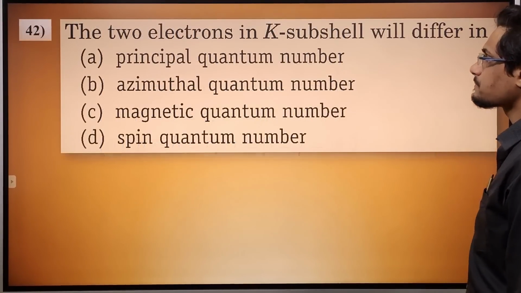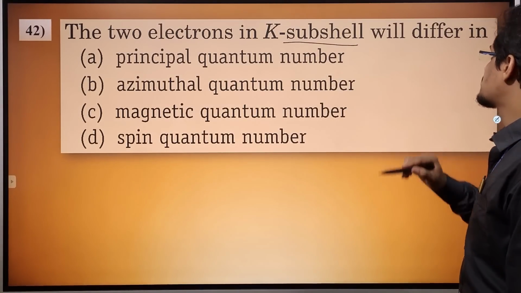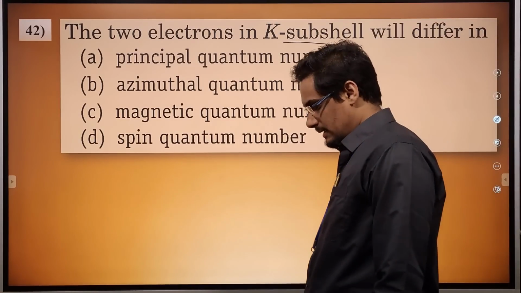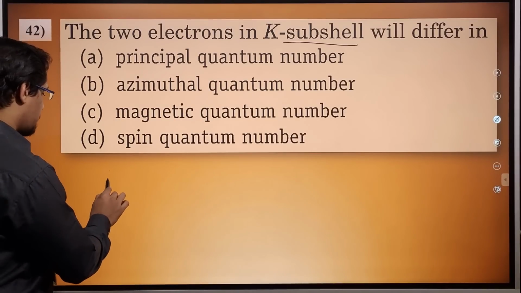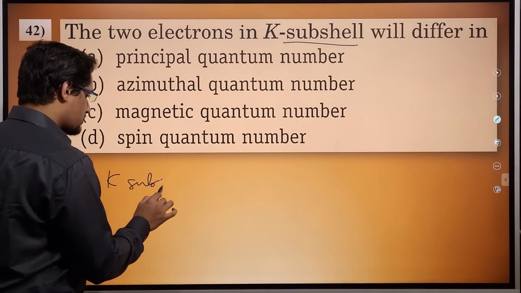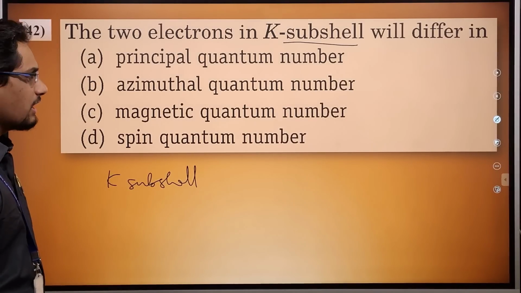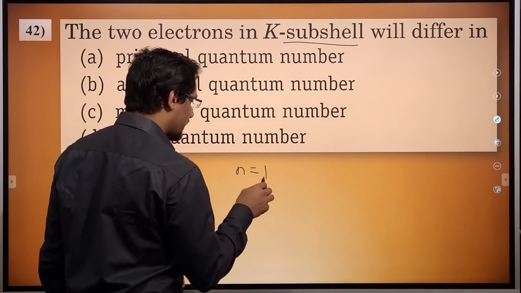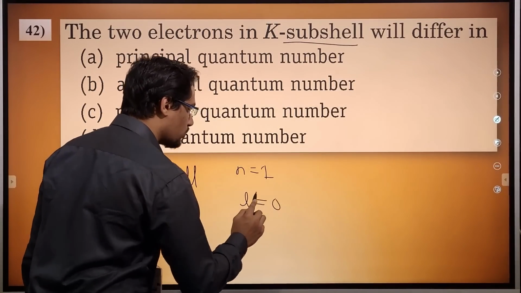Next question. The two electrons in K subshell will differ in. What is K subshell? K subshell is the first subshell. So in the first subshell we have n is equal to 1. If we have n is equal to 1, L must be equal to 0.